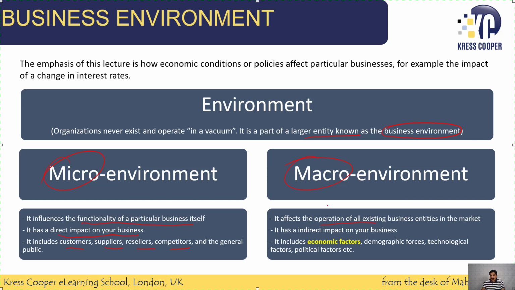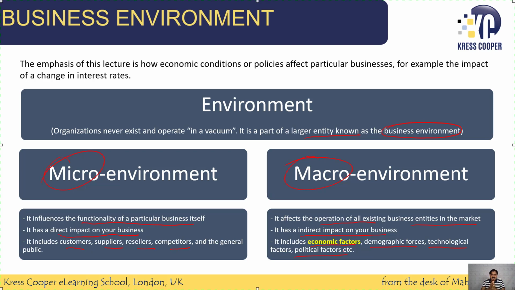On the other hand, a macro environment will show us a larger picture. It affects the operations of all existing businesses in the market. It will have an indirect impact on the businesses. It includes economic factors, demographic factors, technological changes, political factors, and so many other factors as well.